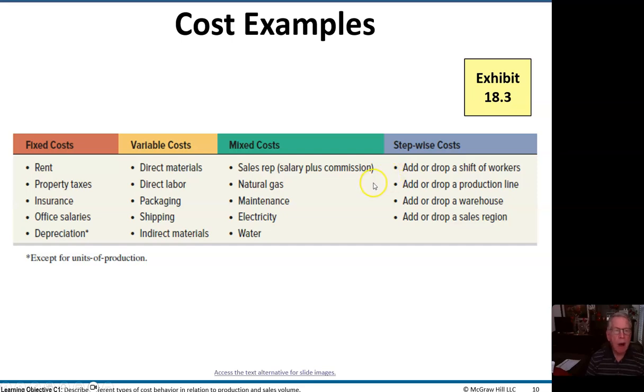And then stepwise, here we add a shift, like I mentioned. Maybe we add a production line. Maybe we add or drop a warehouse. Maybe we add or drop a sales region.